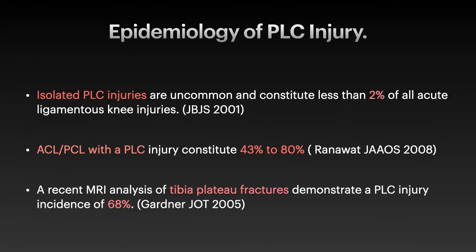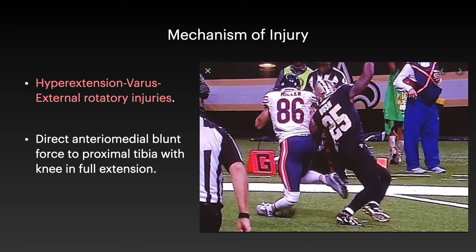What are the epidemiological factors of PLC injury? Isolated PLC injuries are extremely uncommon and constitute only 2% of all the acute ligamentous knee injuries, whereas ACL, PCL along with a PLC injury constitute up to 80% of all acute ligamentous knee injuries. The main mechanism of these PLC injuries is hyperextension, varus, and external rotatory injuries. It commonly occurs due to blunt force on the anteromedial part of the proximal tibia, forcing the knee in hyperextension and varus.